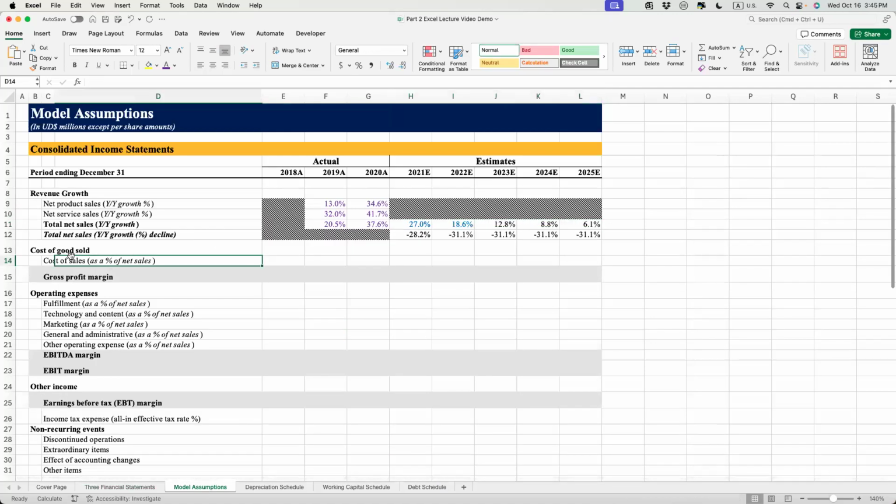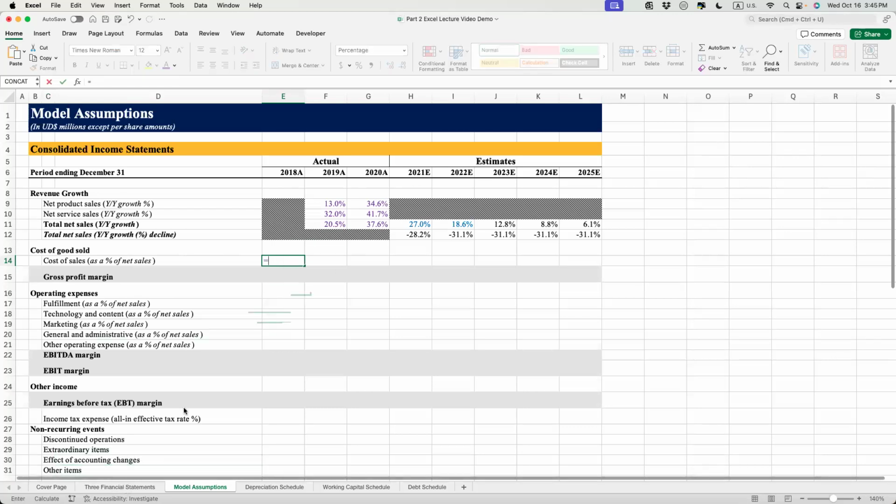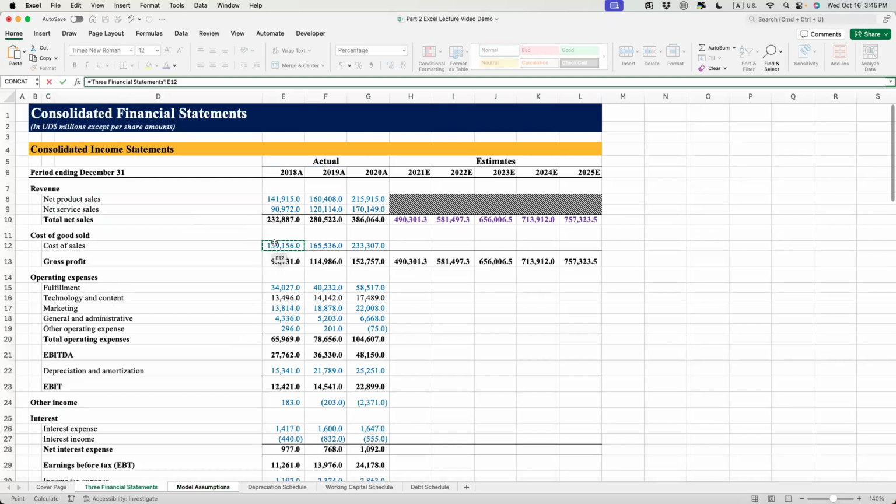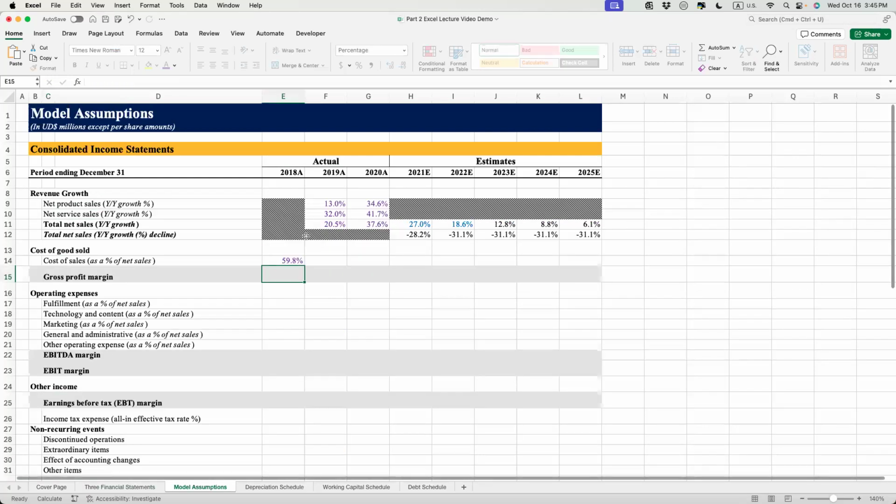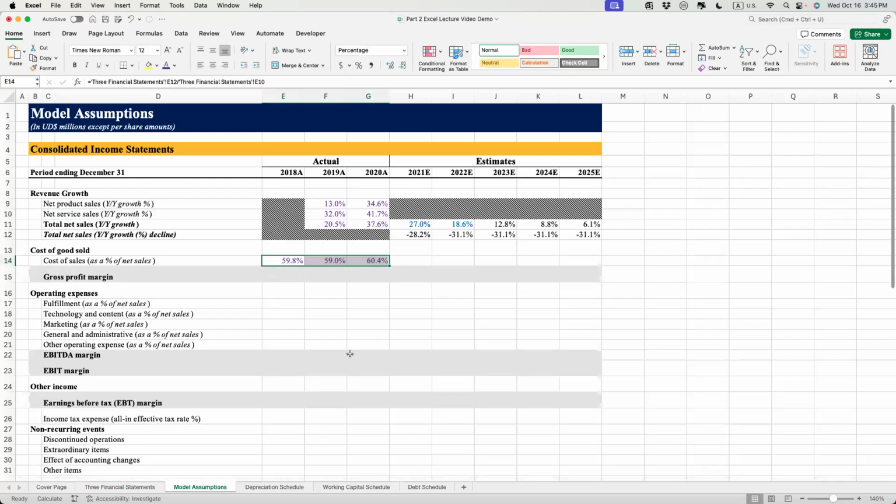How are we going to assess cost of goods sold? Technically speaking, the cost of goods sold is the direct cost related to our sales. The more product you try to sell, the more it's going to cost you to produce the product. Since this is directly related to the change in sales, let's first assess the historical cost of sales as a percentage of net sales. So this is going to equal your cost of sales divided by total net sales, and we get the percentage here.